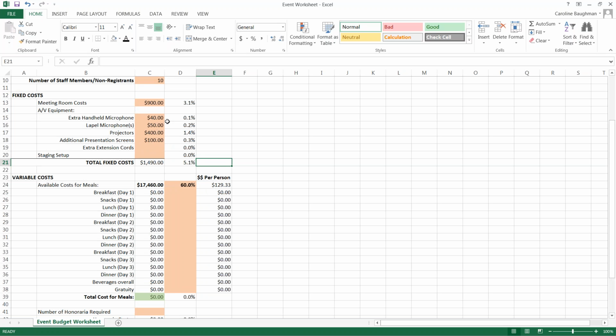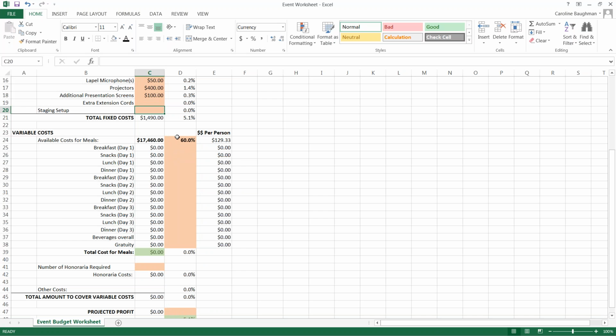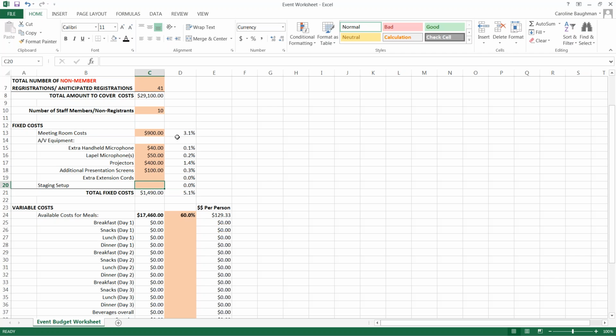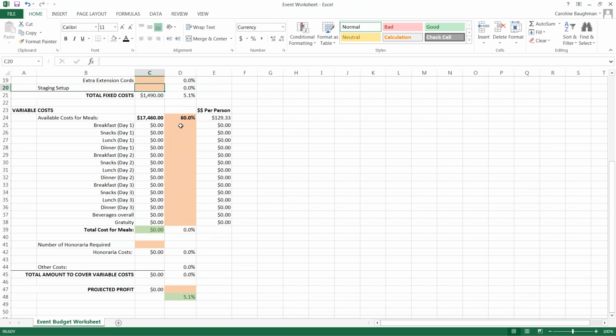So these fixed costs are going to stay the same regardless of how many people are there. We're going to have to pay these costs. So once we knock those down and figure out our budget, what I've done is essentially figured out that our trend is about 60% of budget for events goes towards meals. So you can see here, $129, that would be $129 per person.